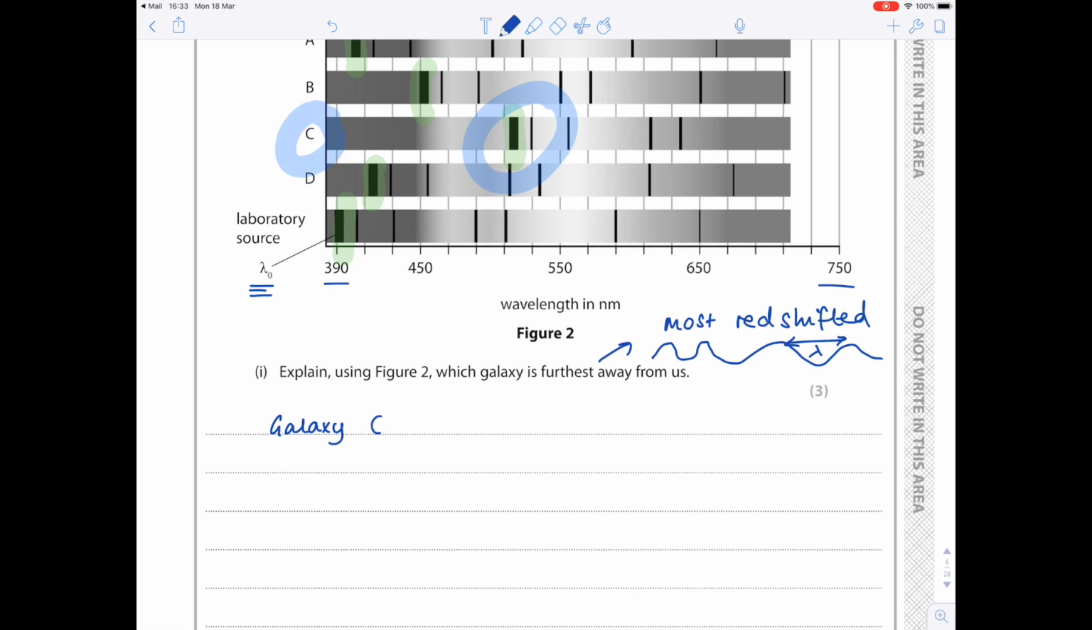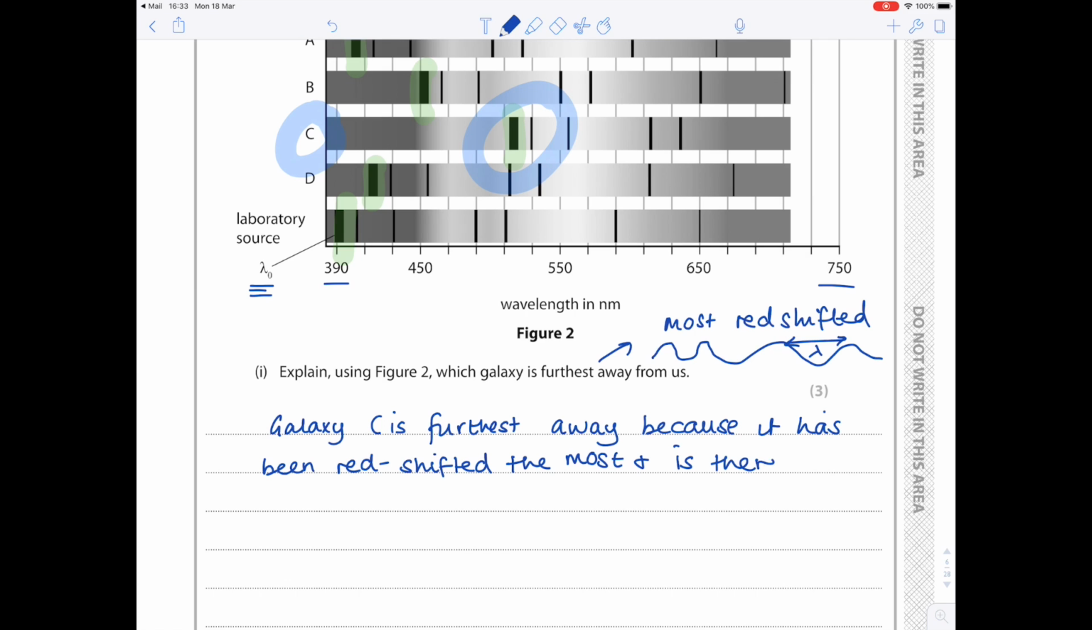Galaxy C is furthest away. Because it has been redshifted the most. And is therefore travelling at the fastest speed. Cool, and that is done.